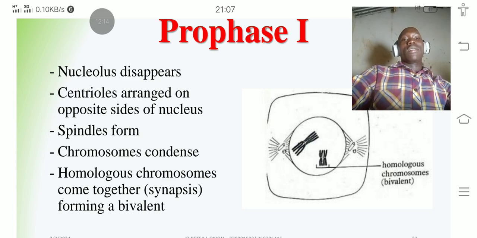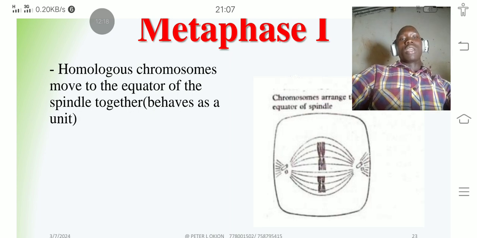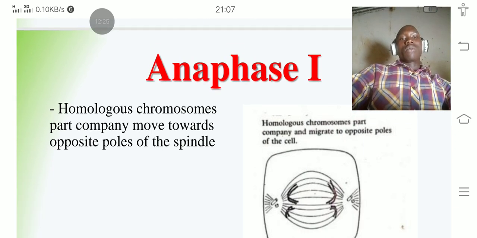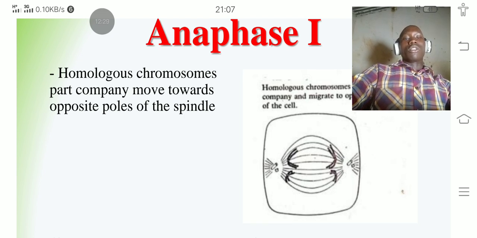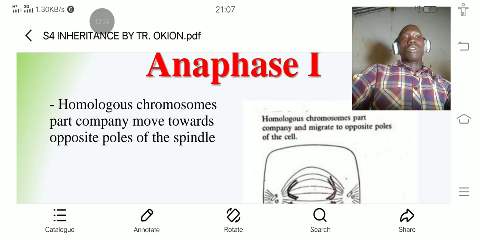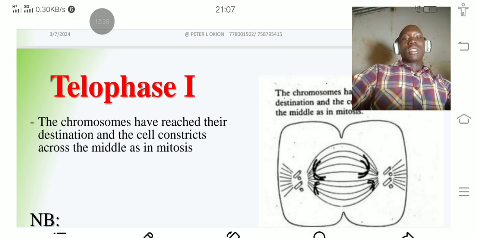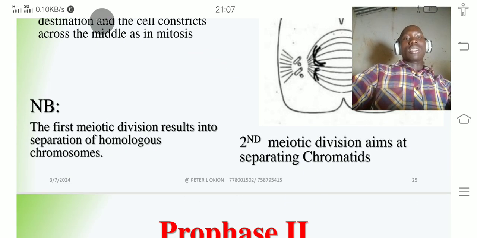That is prophase 1. In metaphase 1, homologous chromosomes move to the equator of the spindle together from opposite poles. In anaphase 1, homologous chromosomes part company and move towards the opposite poles, away from the equator. In telophase 1, the chromosomes have reached their destination and the cell constricts across the middle. That is the summary.